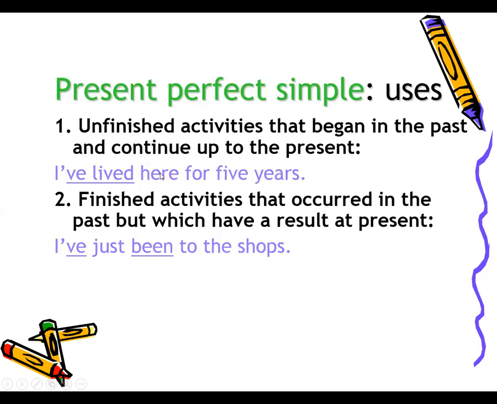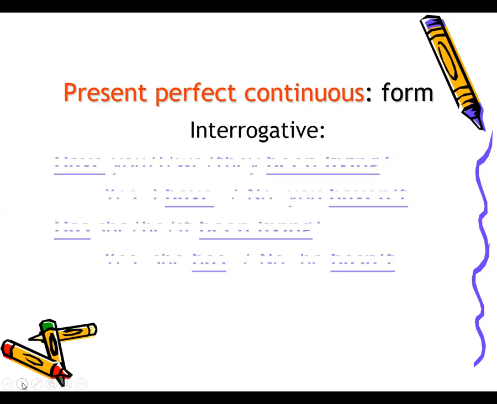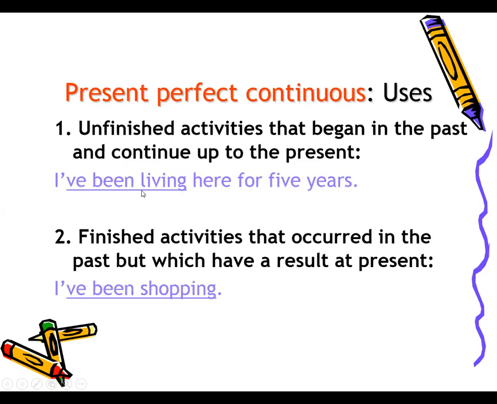Now, I have lived here for 5 years. This was an unfinished activity that began in the past and continues up to the present. But here, present perfect tense is used, whereas over here, present perfect continuous tense is used. It means both tenses can be used for such activities. But what is more preferable, we'll discuss in the next slide.